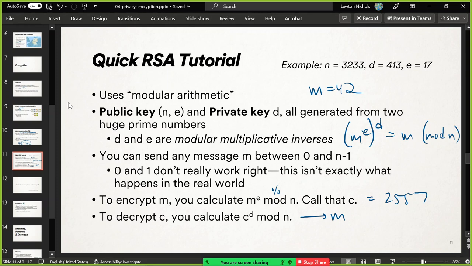This is what's going on the internet when you talk to every website. Public keys are being shared, and then you're sending messages and decrypting with your private keys. All right, so that's encryption.